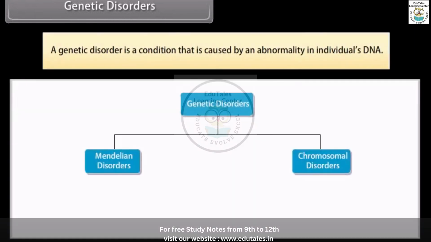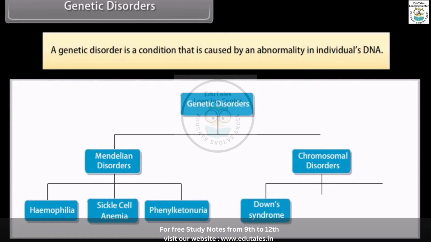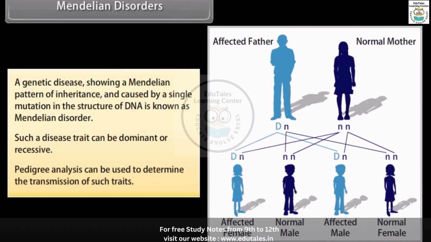Genetic disorders. A genetic disorder is a condition that is caused by an abnormality in an individual's DNA. Mendelian disorders. A genetic disease showing a Mendelian pattern of inheritance and caused by a single mutation in the structure of DNA is known as Mendelian disorder. Such a disease trait can be dominant or recessive. Pedigree analysis can be used to determine the transmission of such traits.